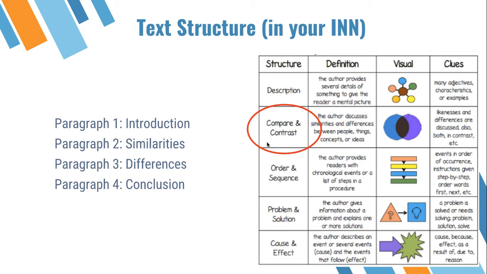So if I'm trying to teach my grandma about the different kinds of Pokemon, I might talk about the similarities between Charmander and Charizard, and then maybe I'll talk about the differences between Charmander and Charizard. So again, I'm talking about two different things, and I'm using this text structure to organize my paragraphs here.